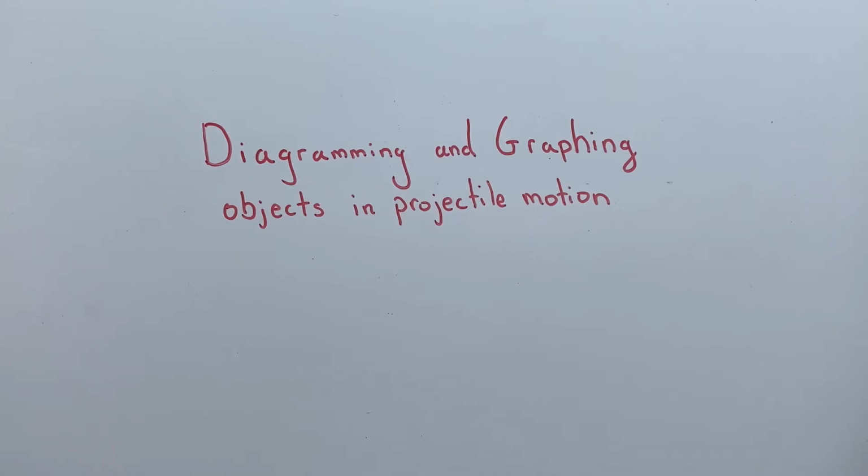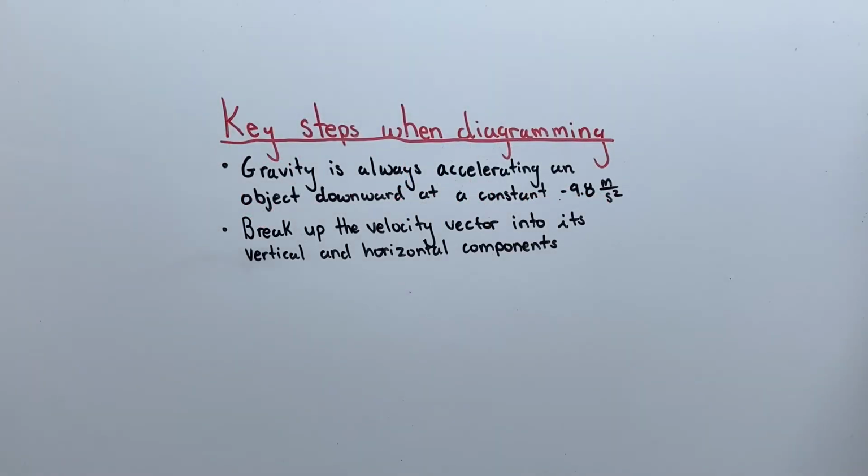In this video, I'm going to diagram and graph the vertical and horizontal components of objects in projectile motion. Two key steps when diagramming an object in projectile motion are remembering that gravity is always accelerating an object downward at a constant negative 9.8 meters per second squared.